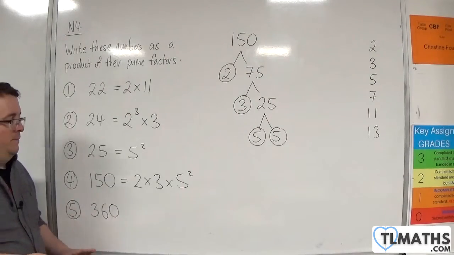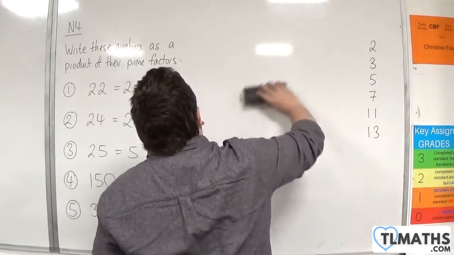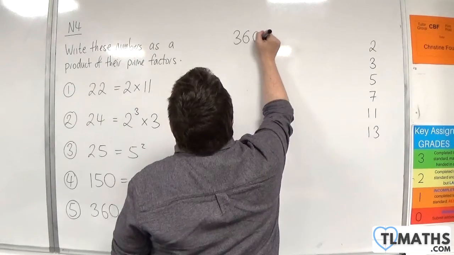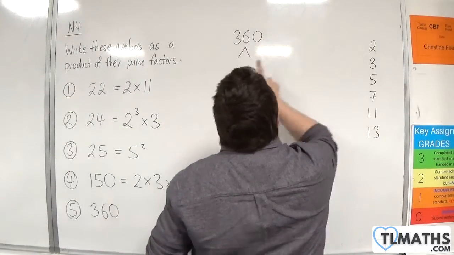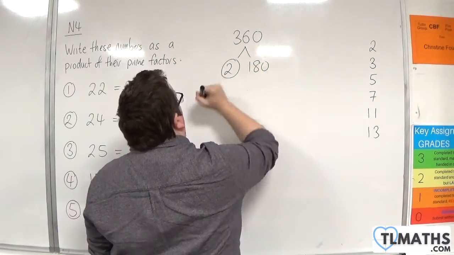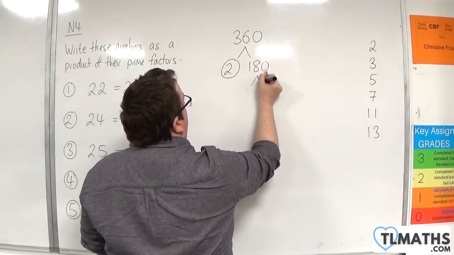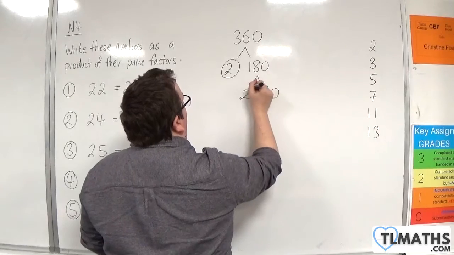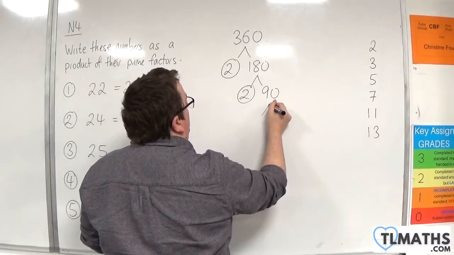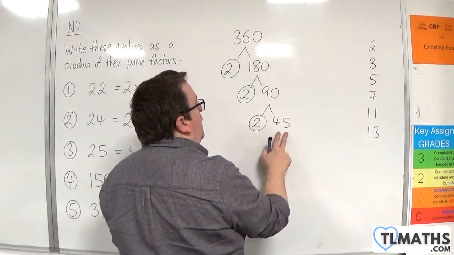Okay, last one, 360. Does 2 go into 360? Yes, it goes in 180 times. 2 is prime, 180 is not. Does 2 go into 180? Yes, it goes in 90 times. 2 is prime, 90 is not. Does 2 go into 90? Yes, it goes in 45 times. 2 is prime, 45 is not.